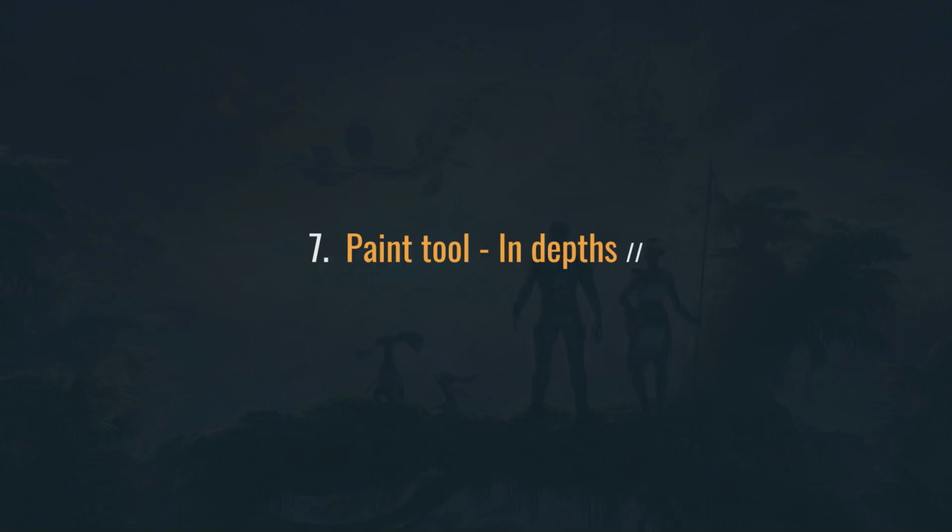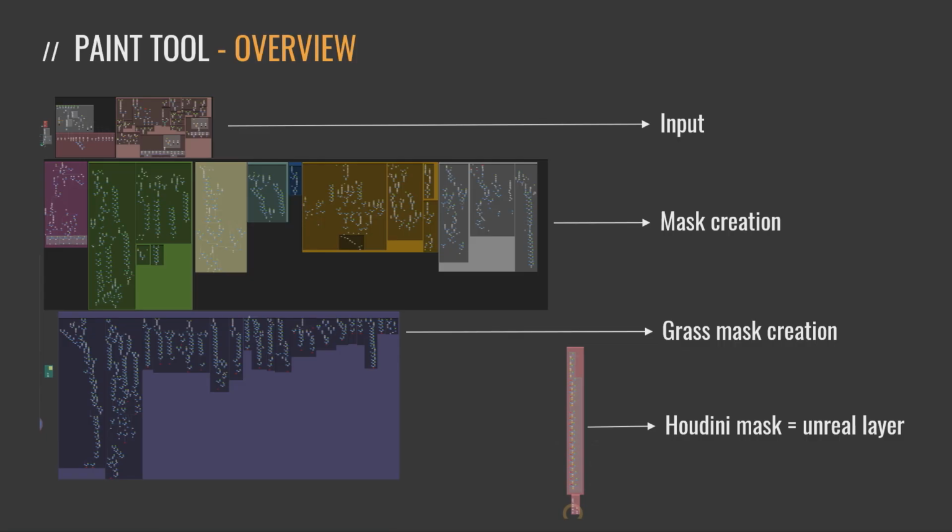Let's now discuss a bit of another tool, the paint tool, so the one that will paint everything on the landscape. As you can see, we have similarities with the previous tool. We have inputs and mask creation. However, we have two more features. The grass mask creation is used so that we create a mask and then we feed that inside Unreal, and the vegetation will, it's not vegetation, it's grass, sorry, will be spawned from that mask. The other one is that one Houdini mask will be set as one Unreal layer.